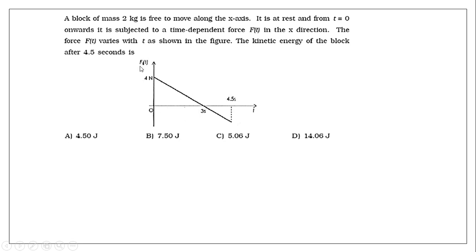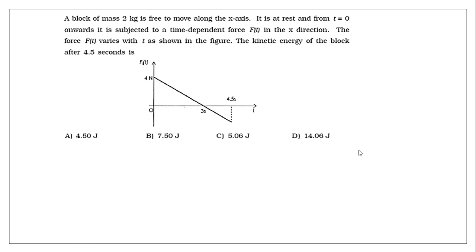So the graph here is an F of t graph. Here F is in units of newtons, and here t is in seconds, because it says here 4.5 seconds. So everything is already in the proper units as we need. Alright, so here are the answer choices A, B, C, and D. So let's go ahead and find the kinetic energy at 4.5 seconds.